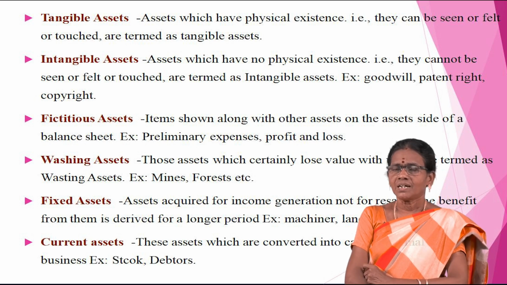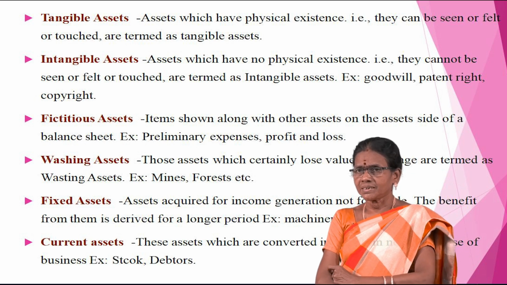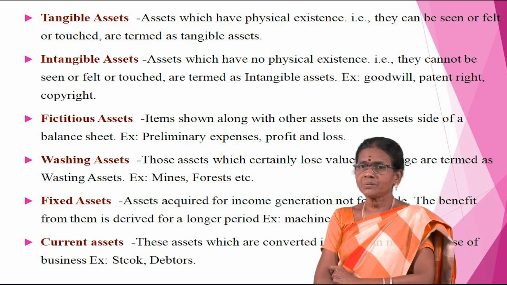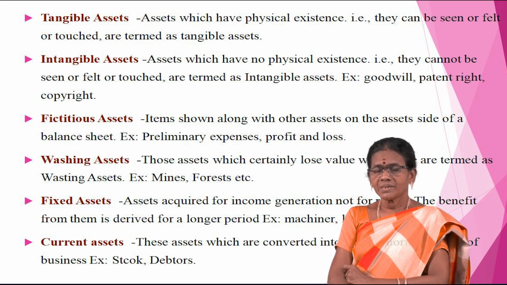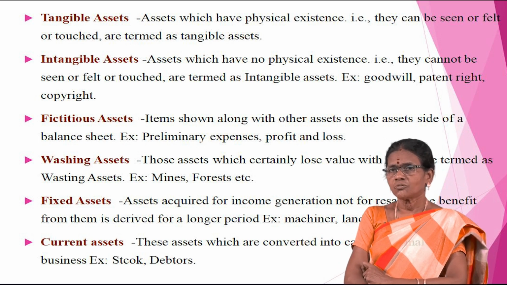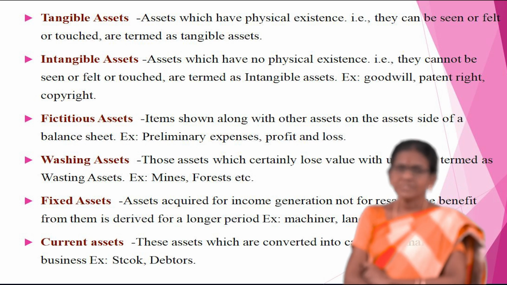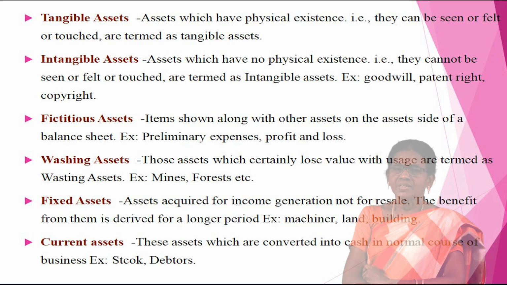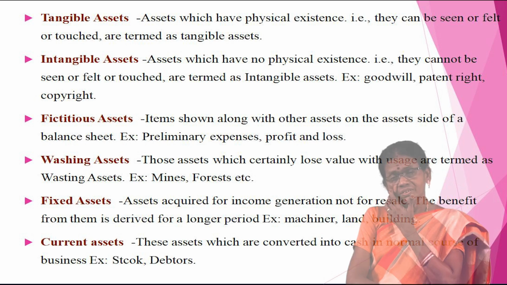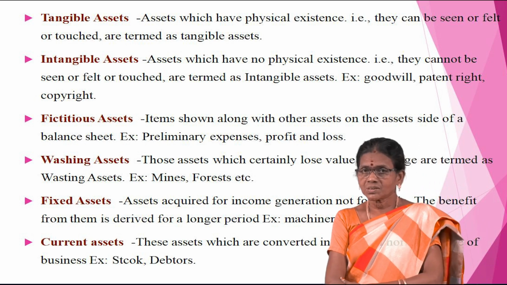Then fixed assets. Assets acquired for income generation and not for the resale. The benefit from them is derived for a longer period. For example, machineries, land and building. Then current assets. Current assets are those assets which are converted into cash in normal course of business. When the company is in need of money, the company can sell the stock which is available in the company. So it is called as the current asset. For example, stock and debtors.